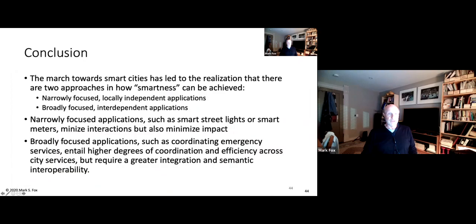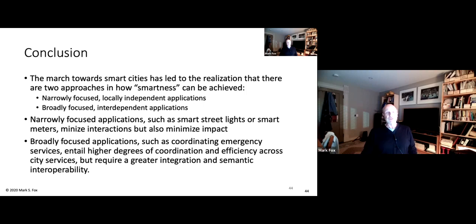So in conclusion, the march towards smart cities has led to the realization that there are two approaches in how smartness can be achieved. Everything we hear about today is focused on narrowly focused, locally independent applications. But in order for smart cities to achieve the next level of intelligence, we have to move away from narrowly focused applications such as smart streetlights or smart meters, which minimize interactions, but also minimize impact. We have to move to more broadly focused interdependent applications.